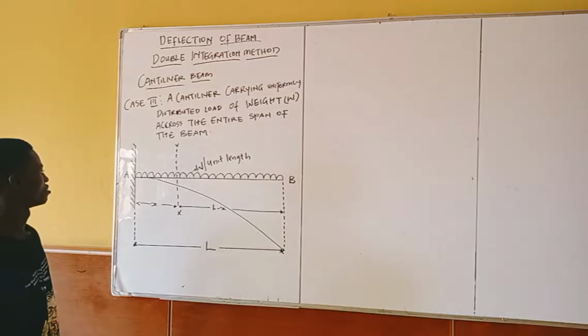So definitely, automatically, this one equals 0, and my x equals 0. So now, with x equal to 0 here, C1 is going to give me WL cubed over 6. I hope you understand.